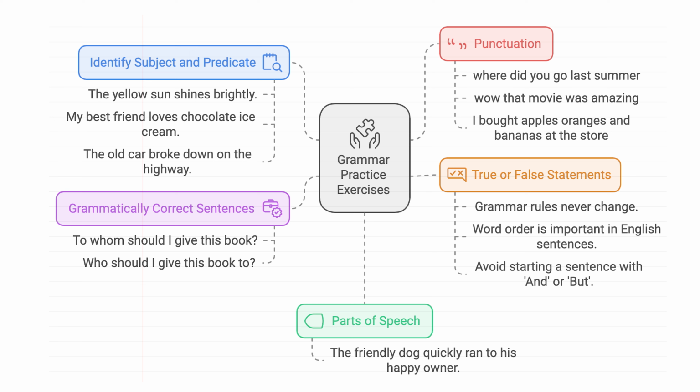4. Which sentence is grammatically correct? A. To whom should I give this book? B. Who should I give this book to? Remember, both can be correct depending on the context. 5. True or false. A. Grammar rules never change. B. Word order is important in English sentences. C. You should always avoid starting a sentence with "and" or "but." Answers will be provided in the next lesson.